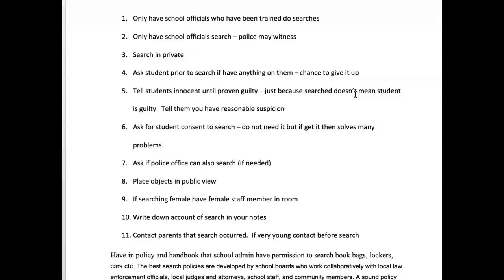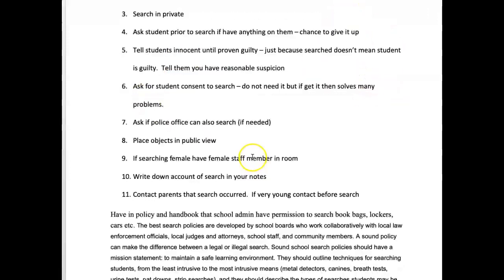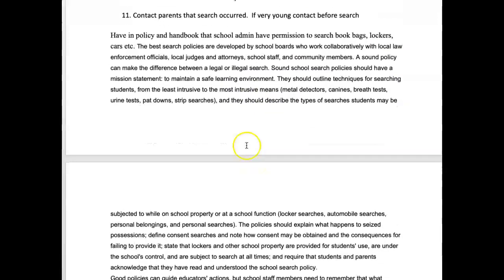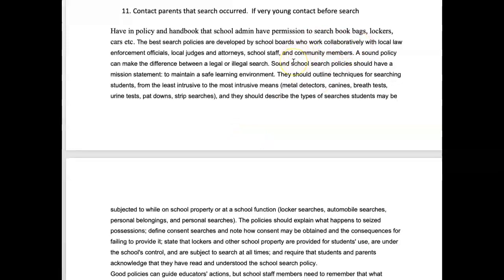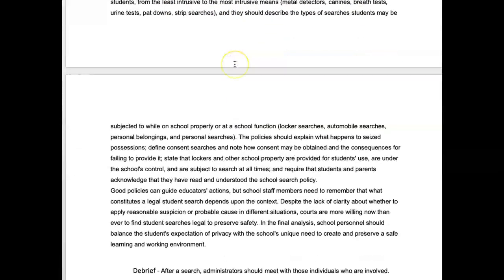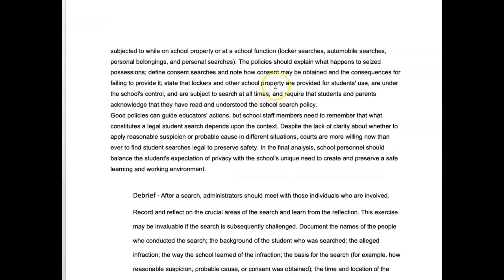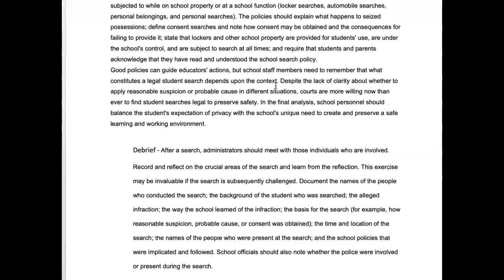You can watch me search, but I'm not going to let you search. Okay? That's why it's so important to have your handbook and your policy saying you can search book bags, lockers, cars, etc. Again, there's a whole thing in here about that. I'm not going to go through this in too much detail, but you need to have it.